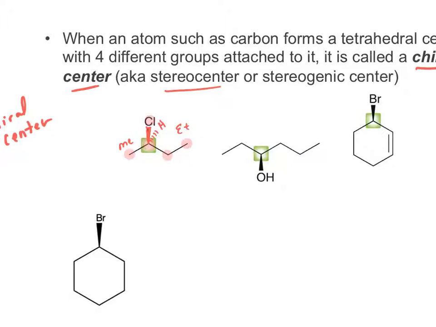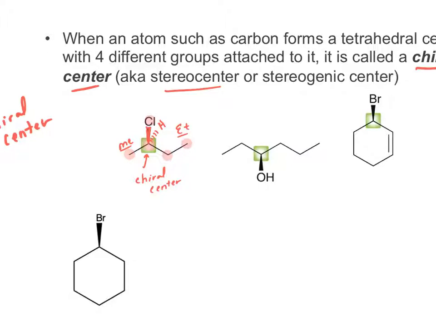Okay, so now if we look at this center, how many unique groups are around that carbon? We've got chlorine, we've got hydrogen, we've got methyl, and we've got ethyl. Even though this is still the same CH, they're different groups. So how many different groups do we have? 4. So this is a chiral center or a stereocenter.